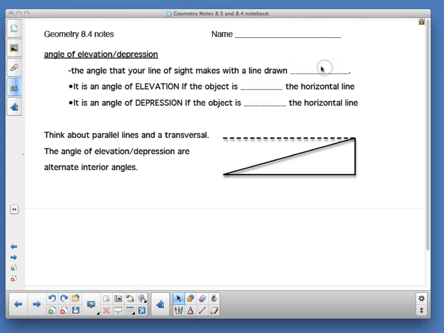So knowing that is a necessity to help us with these next few things. And because of that, there's a connection. We got to think about parallel lines and a transversal. The angles of elevation and depression are alternate interior angles of that, and those are the same. Okay, they're the same value.